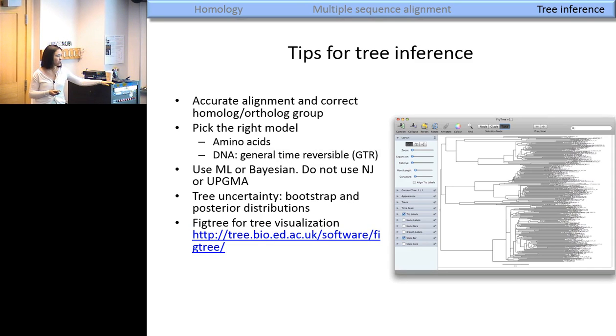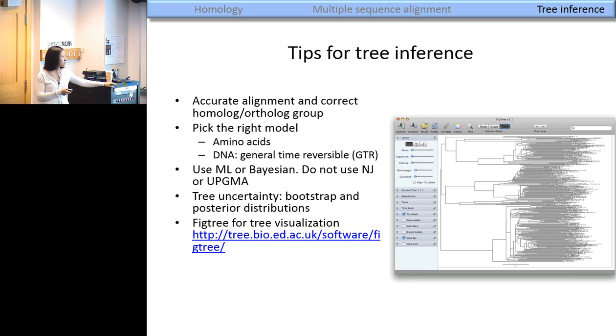But when you look at really deep relationships, like hundreds of millions of years, that's when general time reversible would break, or when sequences evolve really fast, because for general time reversible, the only assumption is that the probability of switching from A to T and T to A is the same. But over a long period of time, those would change. So you might use an even more general model.